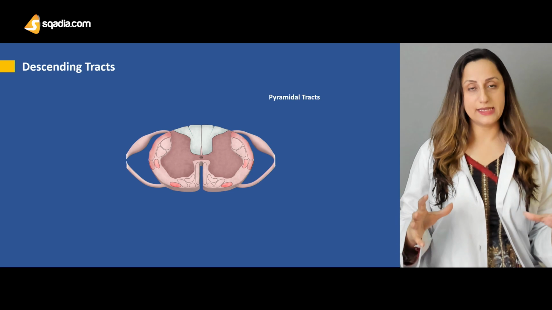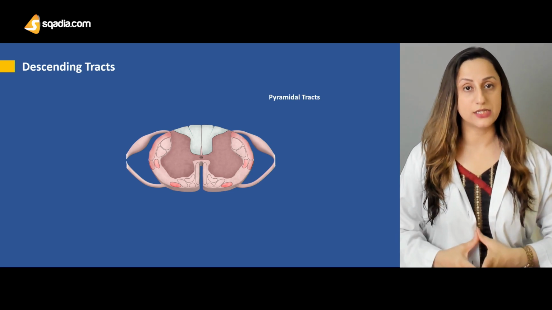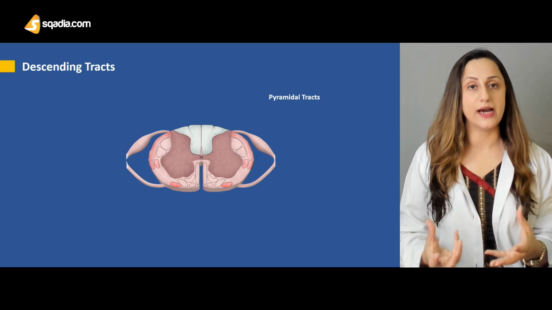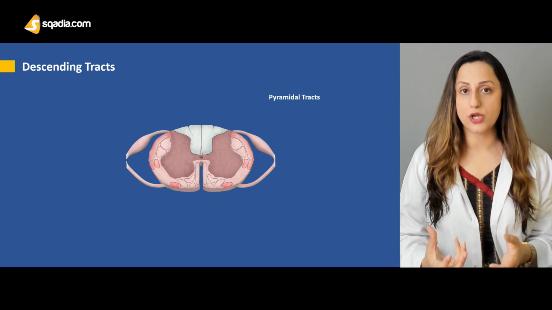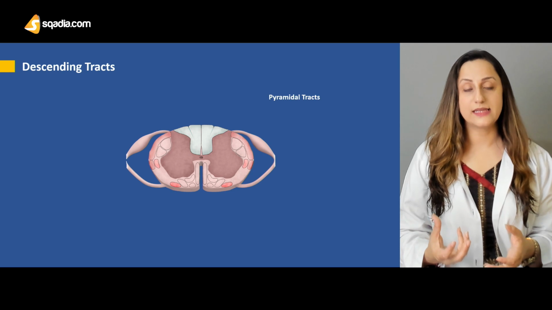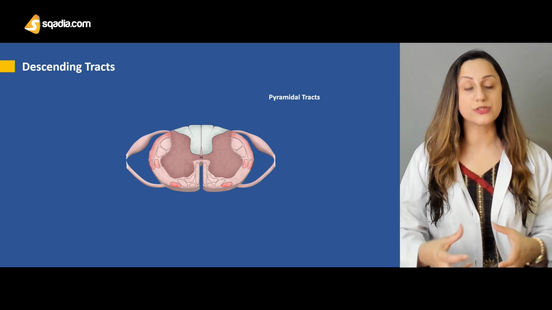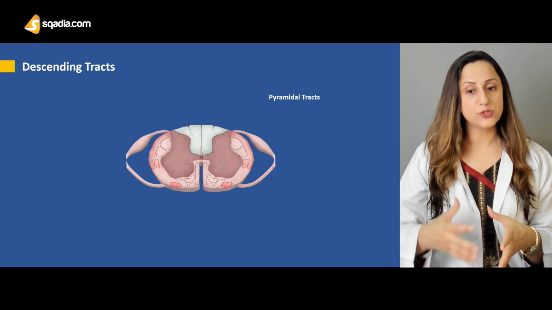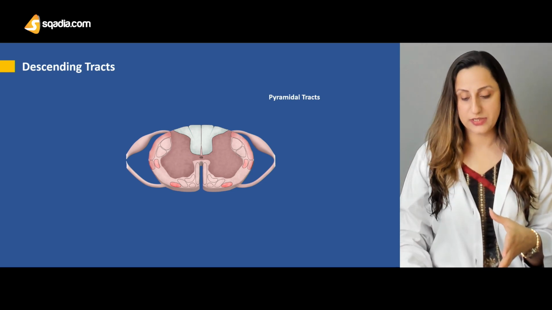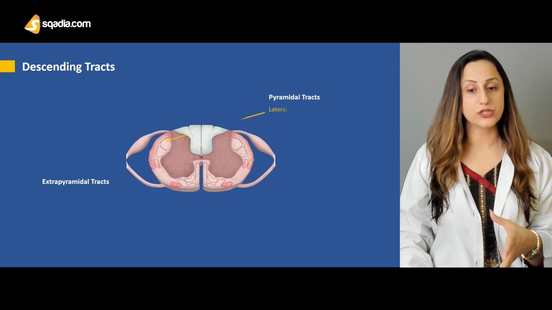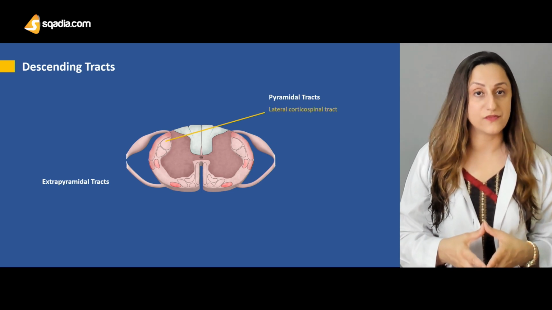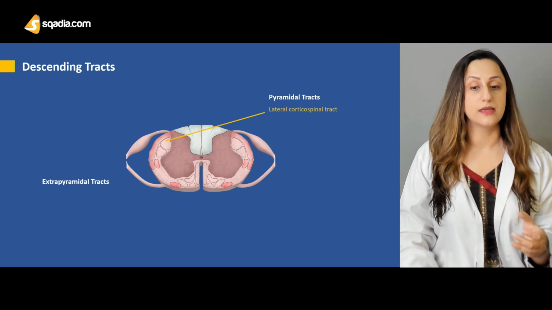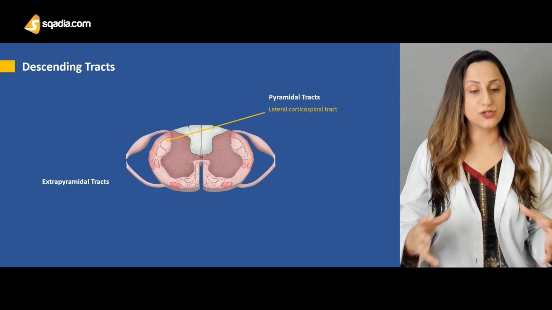On a broader scale, we divide the descending tracts into the pyramidal tracts, and we name the pyramidal tracts this particular terminology because we're talking about the corticospinal tracts over here. The basic tracts which are categorized into the pyramidal tracts are the corticospinal tracts. Particularly, we have the lateral corticospinal tract. As you can see over here, it's basically located laterally.